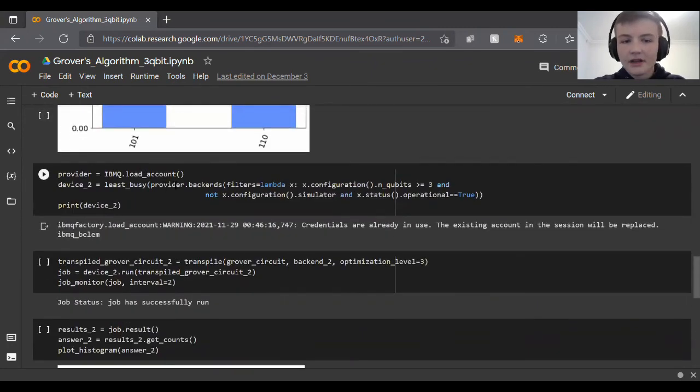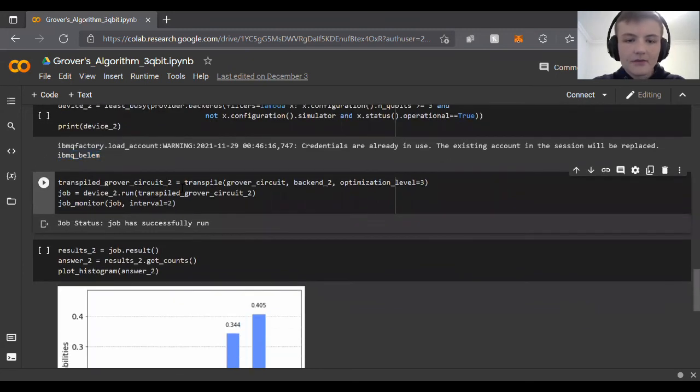So again, we load our account much the same as from the last example. Once again, we find the least busy quantum computer according to these specifications and we print the device. In our case, we have IBM QLM. We transpile our Grover circuit once again, giving it an optimization level, same as the last one, of 3.